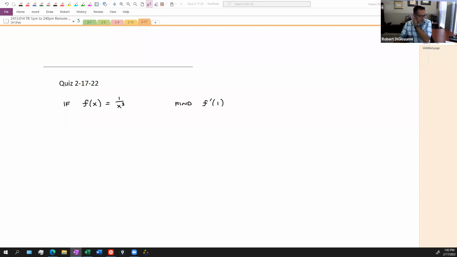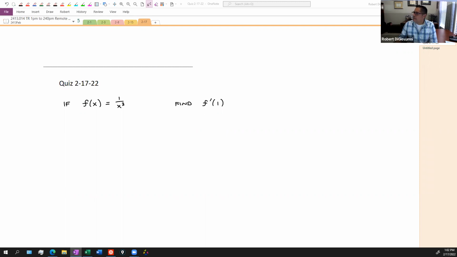So I give you a function, f of x is 1 over x cubed, and I just ask you to find f prime of 1. I was going to have you do that in class, but I just don't want to eat up too much time. So take home quiz.